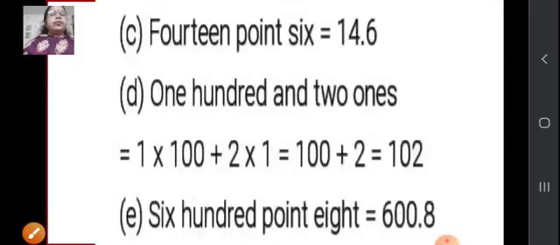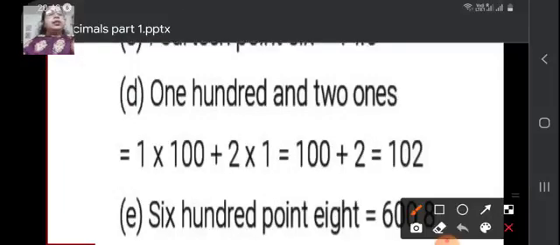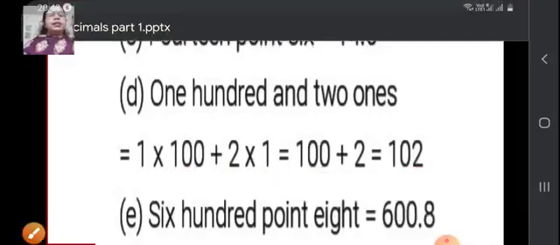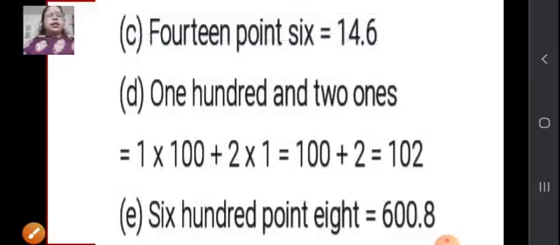Next, 14.6 can be written as 14.6 directly. 102 ones. So, we have 100 plus 2, that is 102. Next, 600.8 can be written like this.